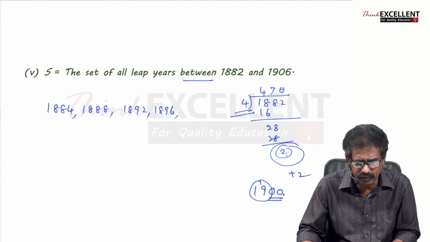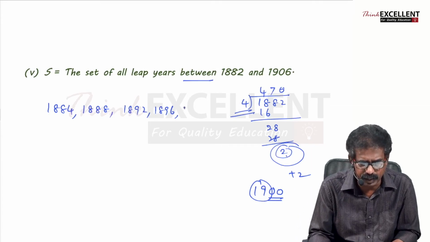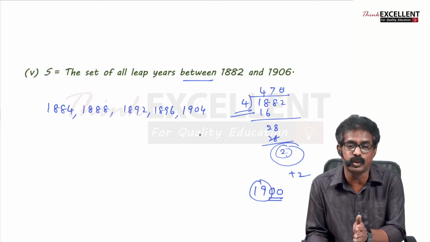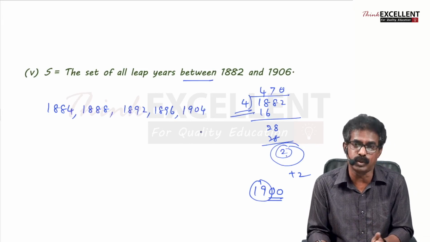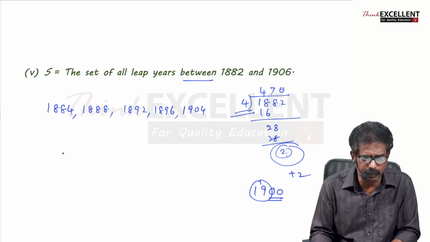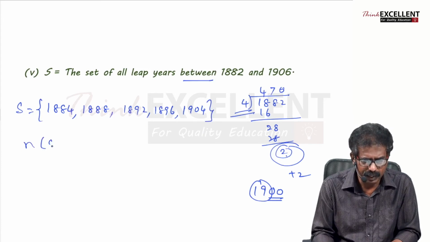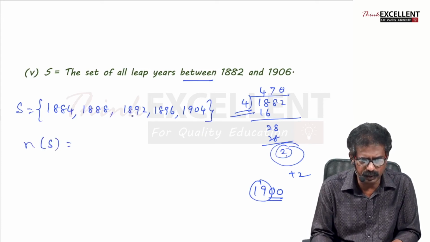Then add another 4, 1904. 1904 is a leap year. Then add another 4, 1908. You cannot take that, up to 1906 only. So these are the leap years here. So S equals only these values. Count how many elements are there: 1, 2, 3, 4, 5. So n(S) is equal to 5.